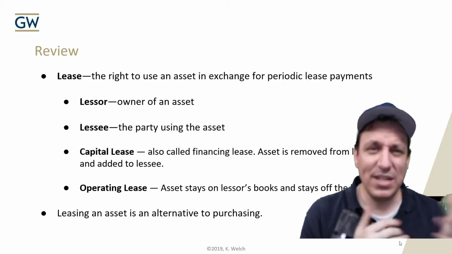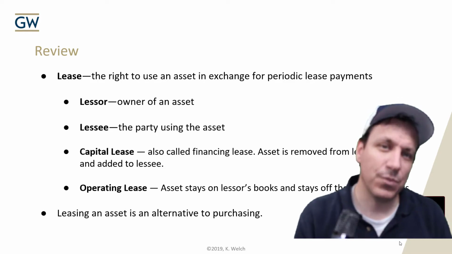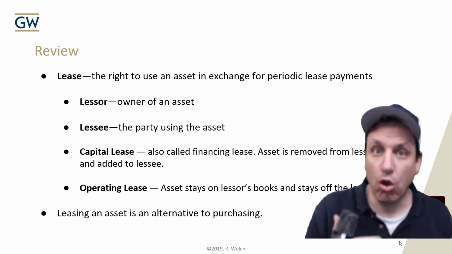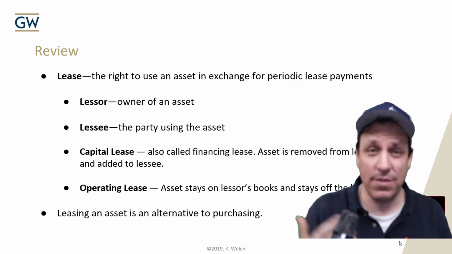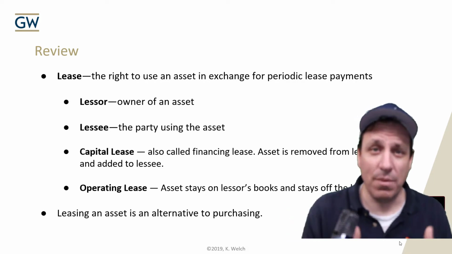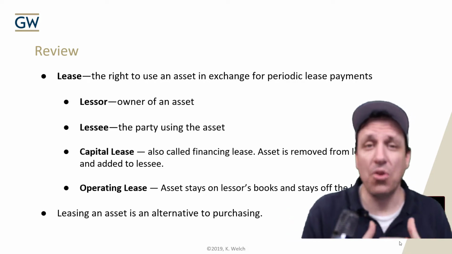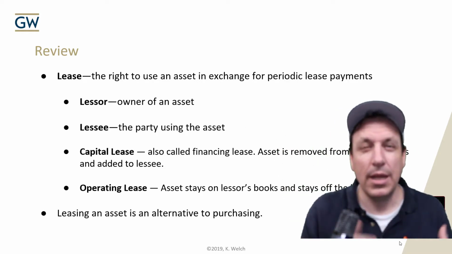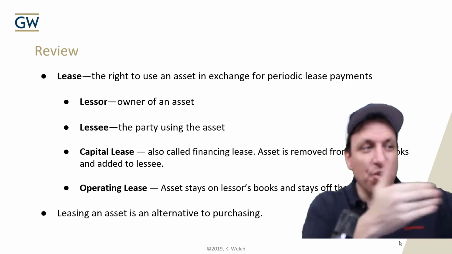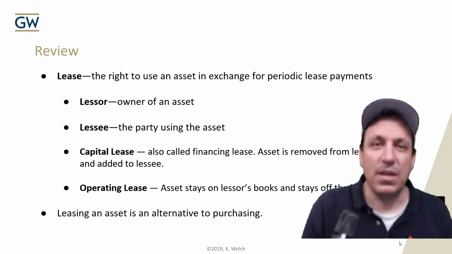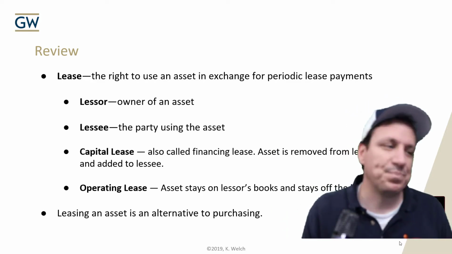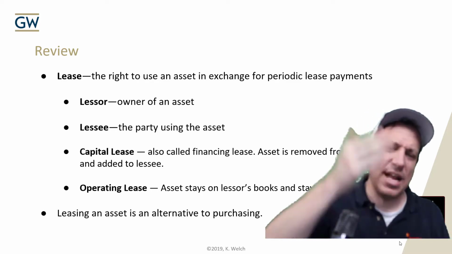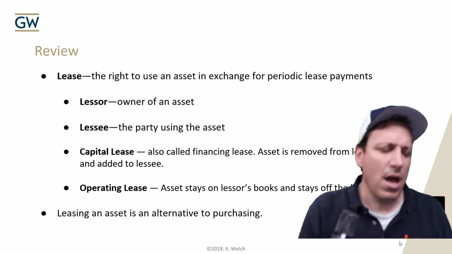As the person that rents the asset, you are the lessee. As the owner of the asset that rents it out, if you're like Hertz or Avis or one of these rental car companies, you own the cars and you rent them out. You are the lessor, the owner. The way I remember it is lessor has an OR in it, and owner has an O, they both have O's in them. So the lessor is the owner, the lessee is the one that actually gets the asset and has to make those fixed payments over time.